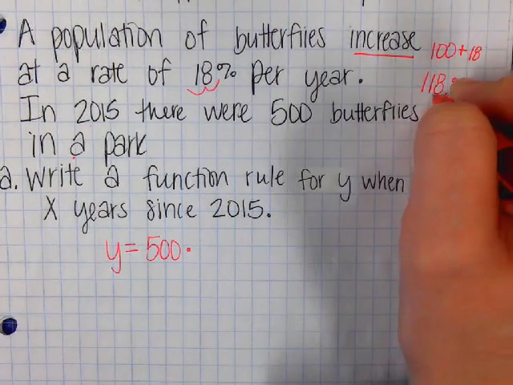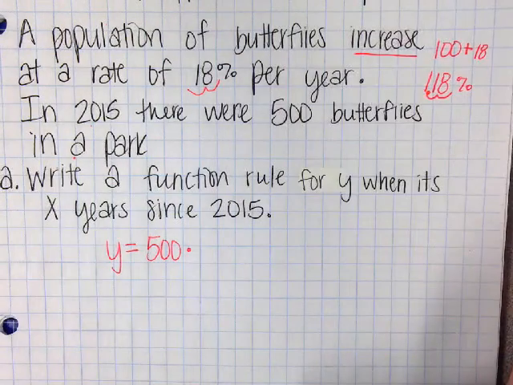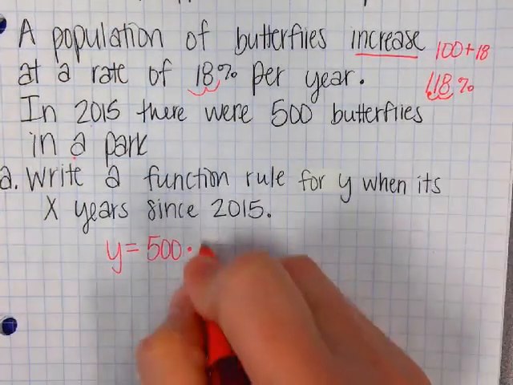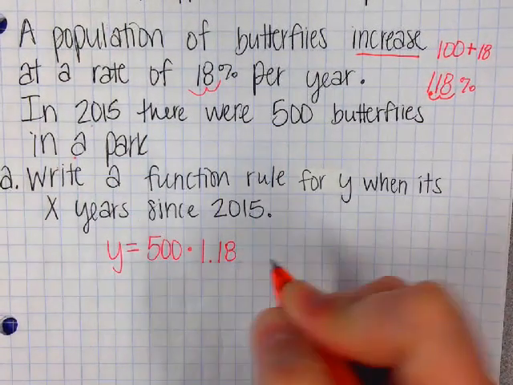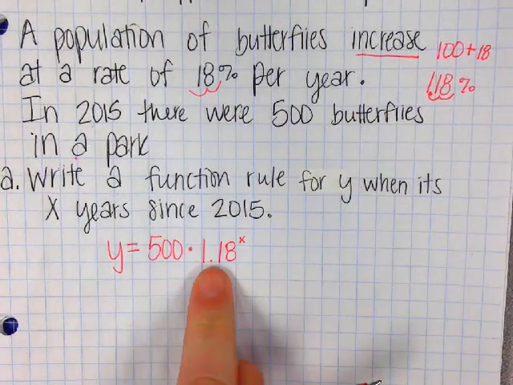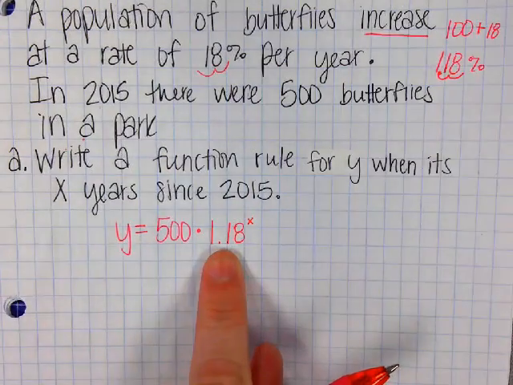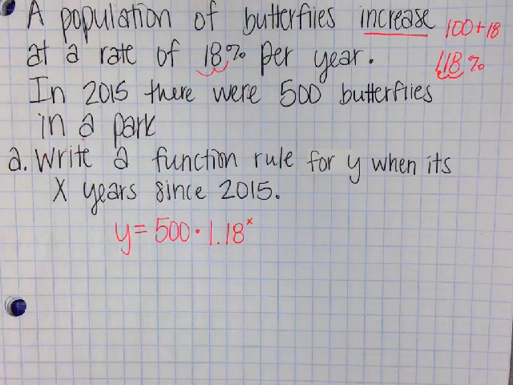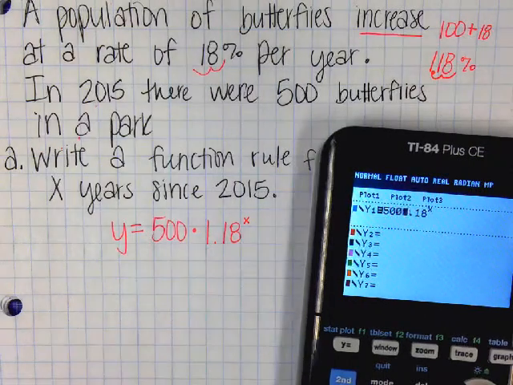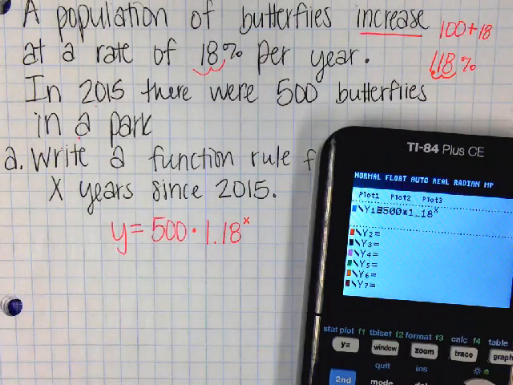So it would be 118%. Now I need to make that a decimal. So it would be 1.18. Now, this is a growth because this number is larger than 1. So then you know if I type that in my calculator, it's going to be a growth.